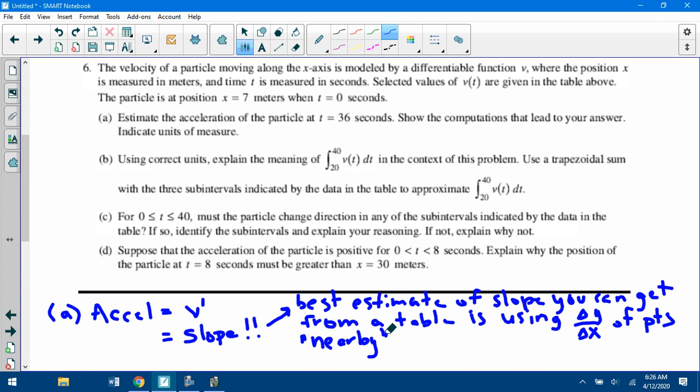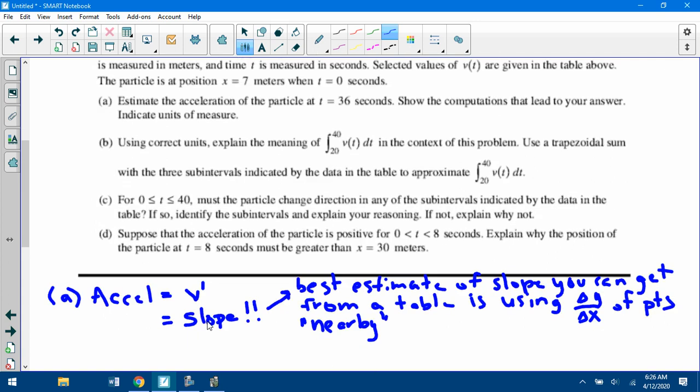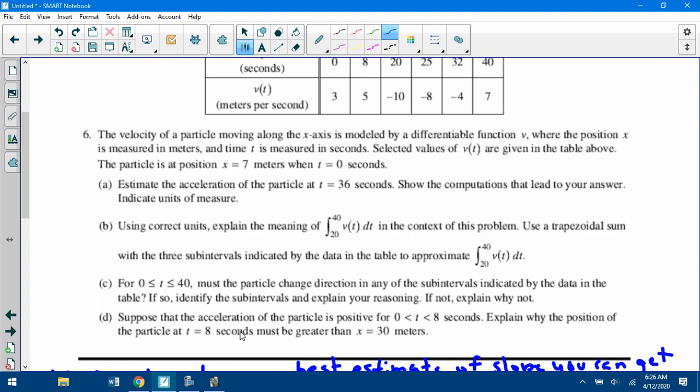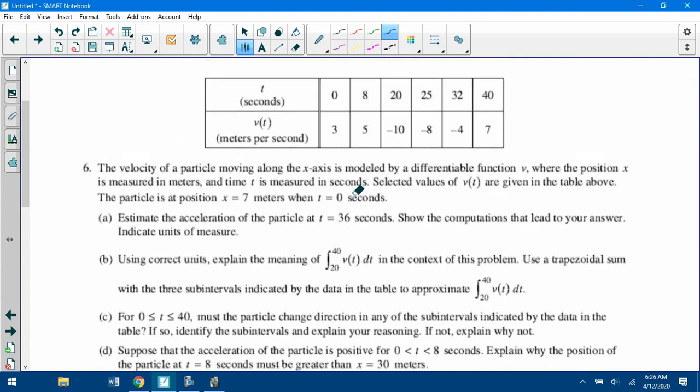And that's something that does come up quite a bit on these free response questions. So usually you're used to just taking the derivative because you have an equation. But if I don't have an equation and I only have certain points on a table, if I want specifically, in this case, t equals 36, 36 is between 32 and 40. So the best I can do, I know at 32 I'm at -4, at 40 I'm at 7. If I get a slope between that, that slope should be about what the acceleration would be.